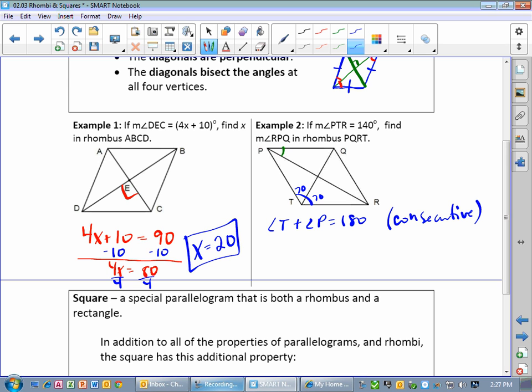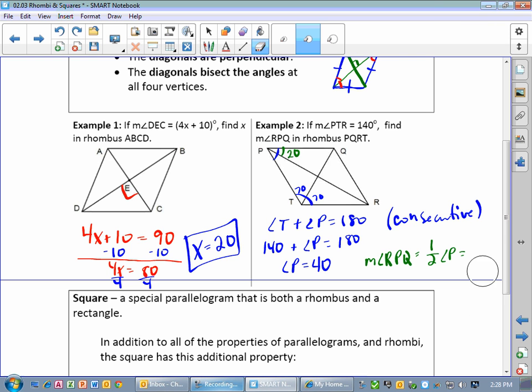So angle T is 140, right? Plus angle P equals 180. So what does the whole angle P have to be? 40. Okay, so subtract 140, so angle P is 40. So this whole angle is 40, right? But the diagonal bisects that angle by this definition up here. And so this little green angle I have marked right here must be 20. So measure of angle RPQ is half of angle P, which would just be 20 degrees. It's a 20.